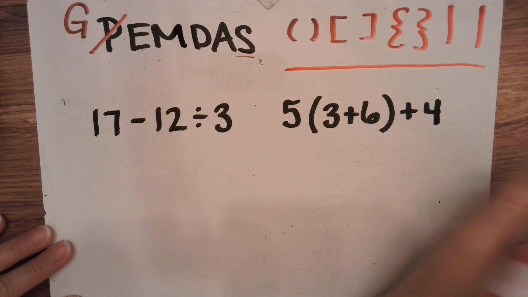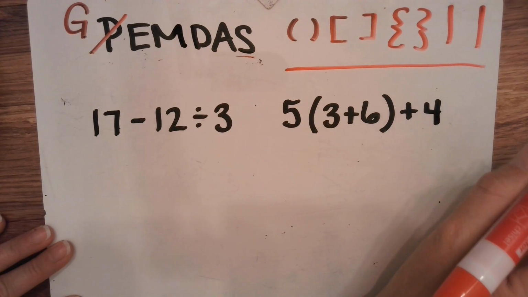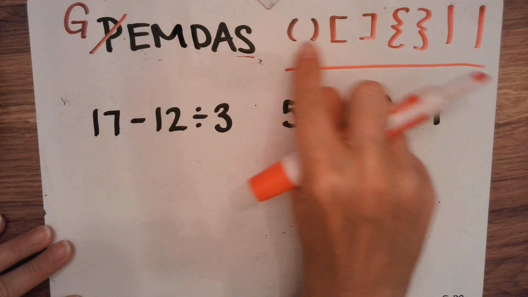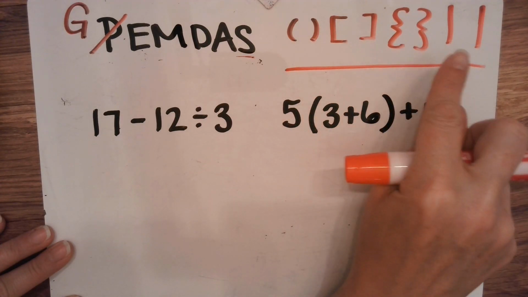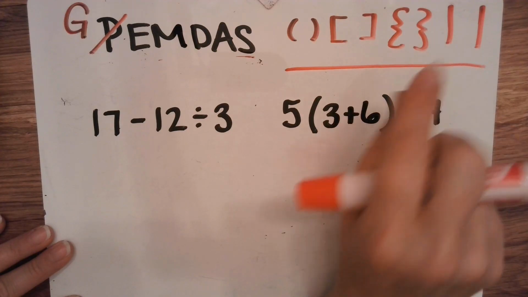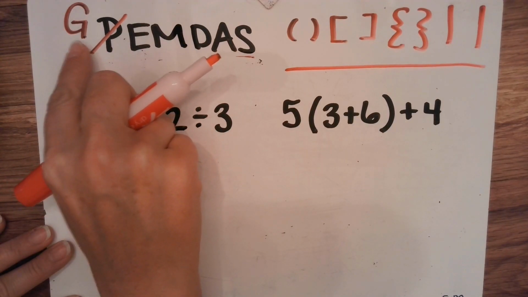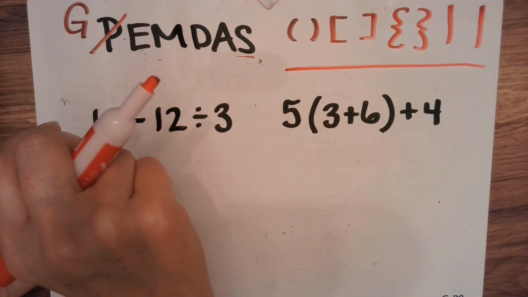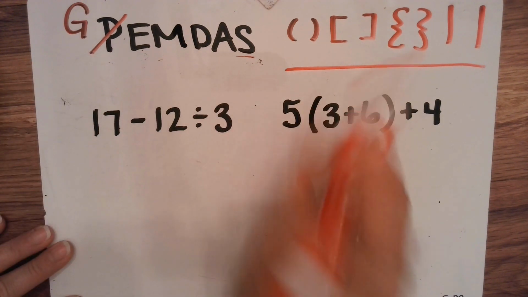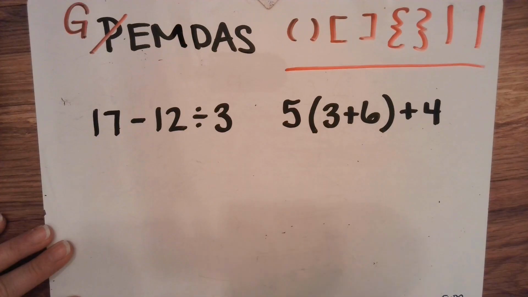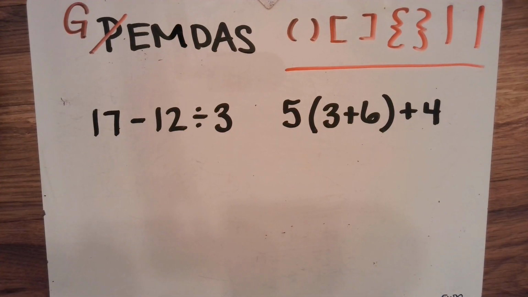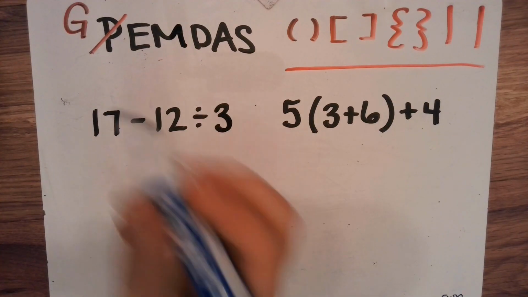So we know that if we ever see numbers with operations and they're inside of parentheses, brackets, braces, or absolute value bars, we need to take care of that first because that's a main level first thing that we do with order of operations. And then we also looked at the way that I line these up to help my visual learners see it a little better.